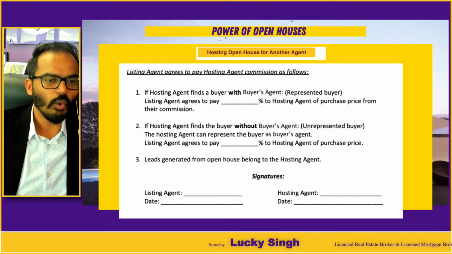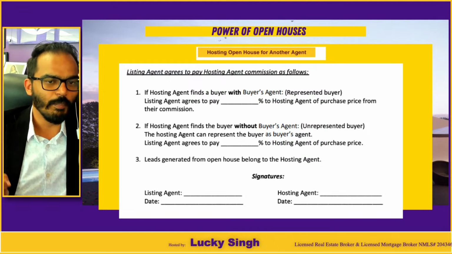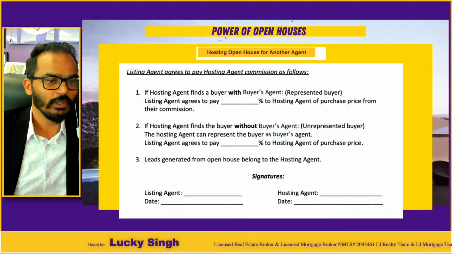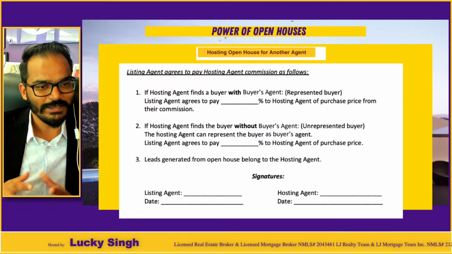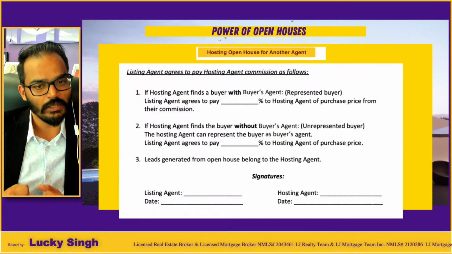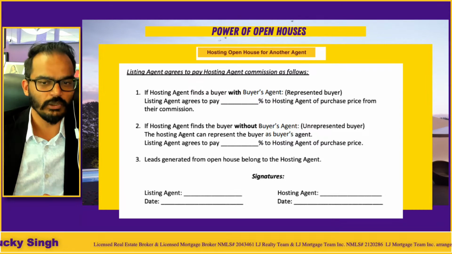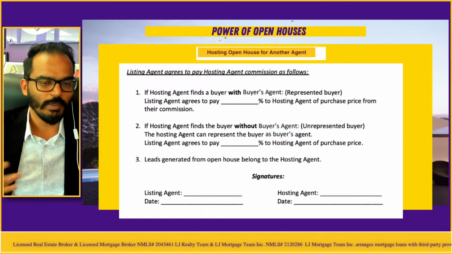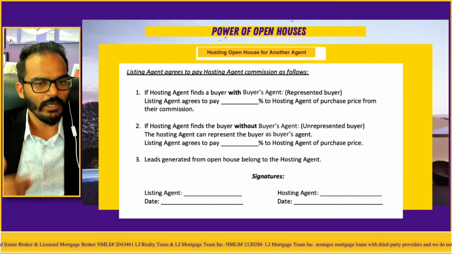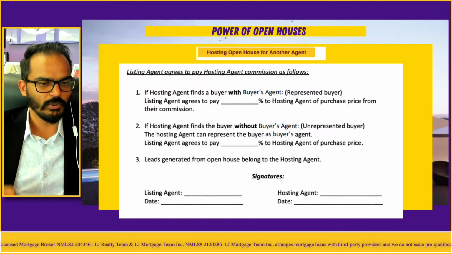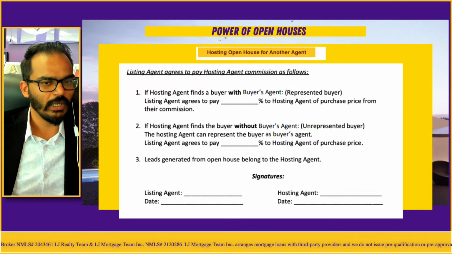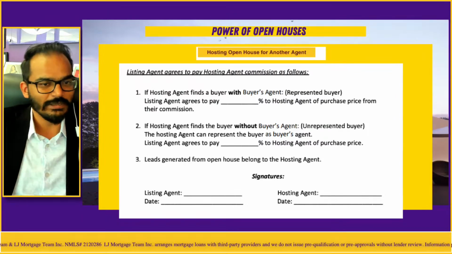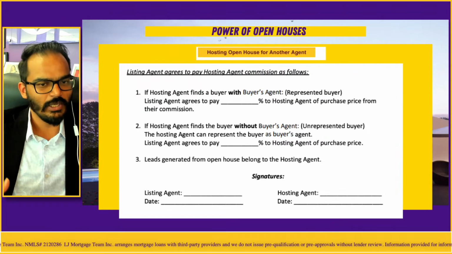So if the hosting agent finds a buyer with a buyer's agent, that means the listing agent is going to agree to pay a percentage to the hosting agent from their own commission. So if the seller was paying him 2% and you guys put down here 0.5%, that means that 0.5% is coming from his commission to you, because that buyer came in with an agent. Okay.